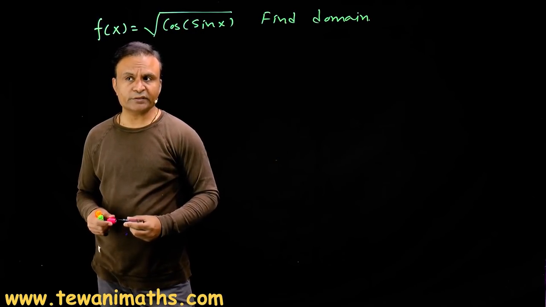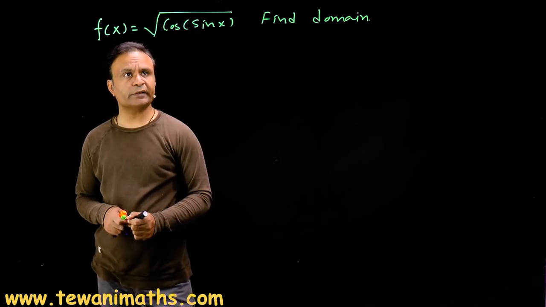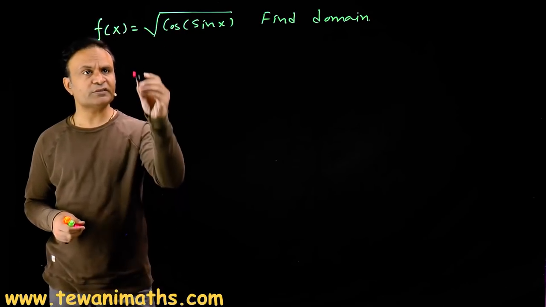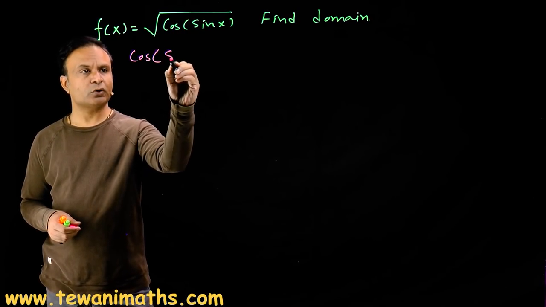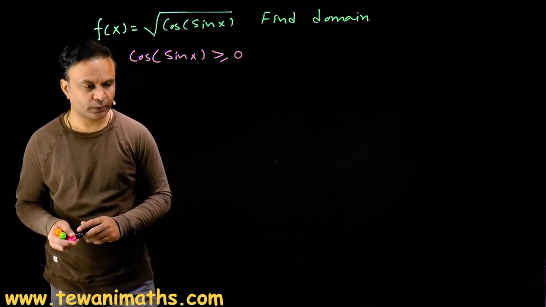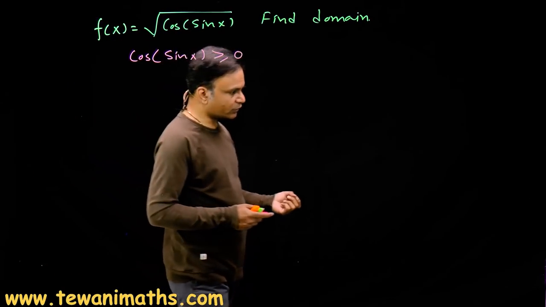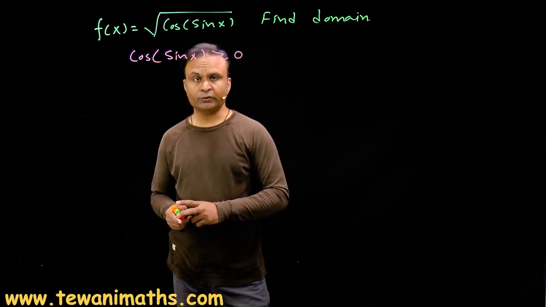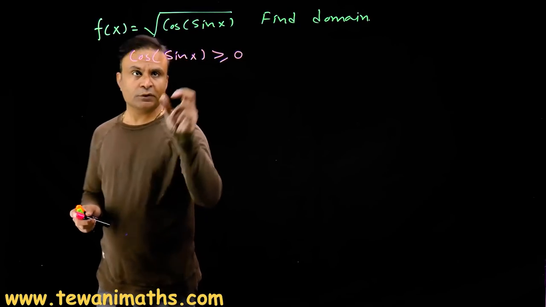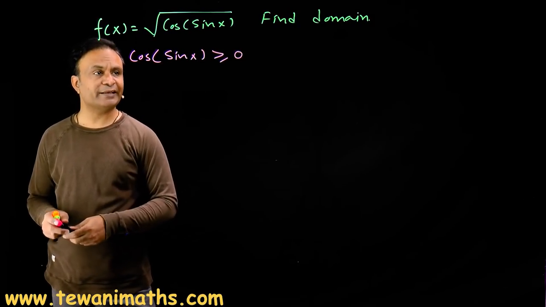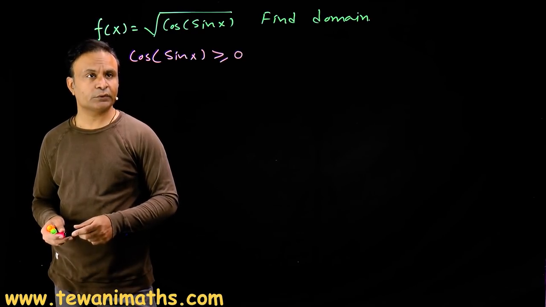How do we start the argument? Kaise shuruaat karenge? First we have a square root function, so we must have cos of sin x greater than or equal to 0. Square root ke andar ek expression hai, to wo expression kya hona chahiye? Greater than or equal to 0. Okay, now we want values of sin x for which cos of sin x is non-negative.